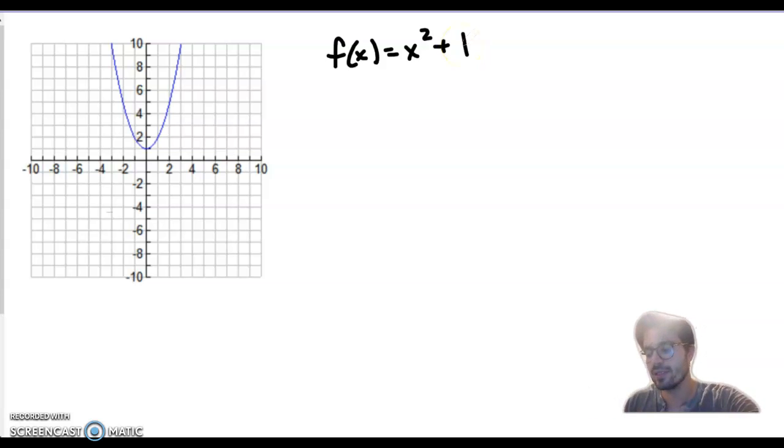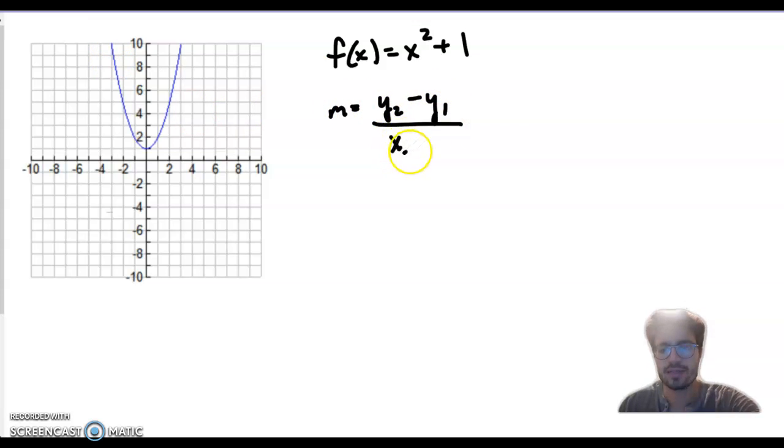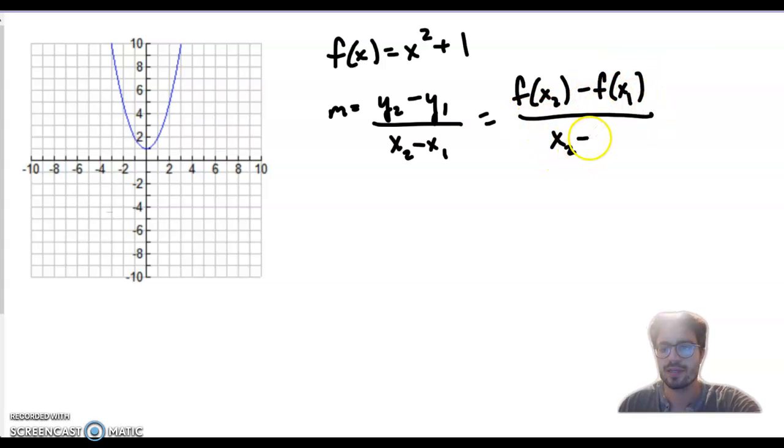And something else we're going to need is the slope formula. We know slope from good old Algebra 1: y2 minus y1 over x2 minus x1, which I'm going to rewrite as this, just because this notation will be more useful for us as we think about calculus.